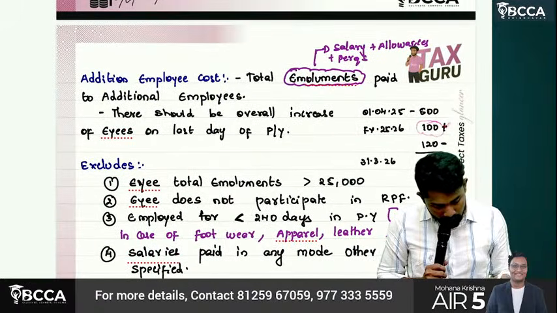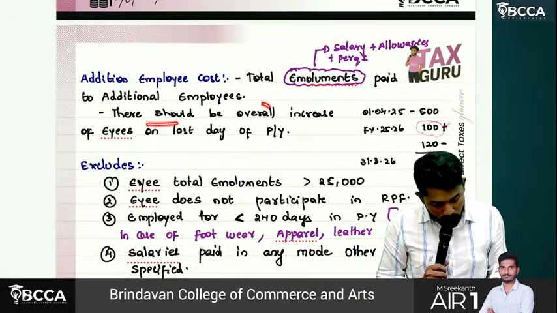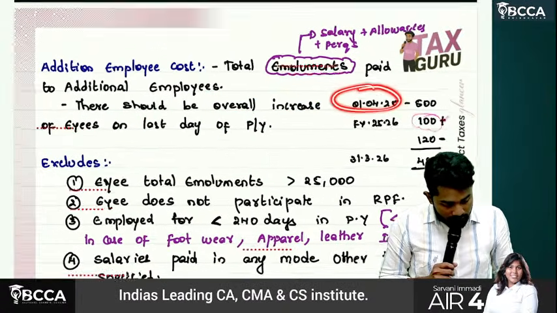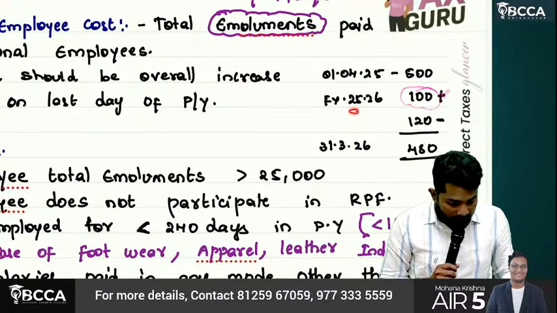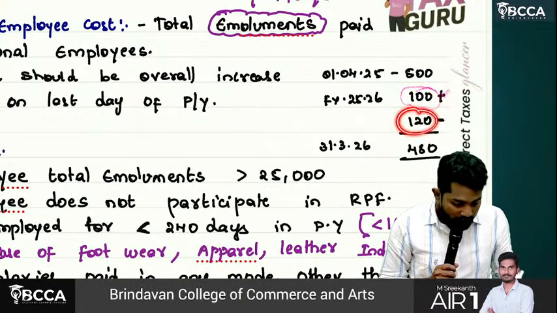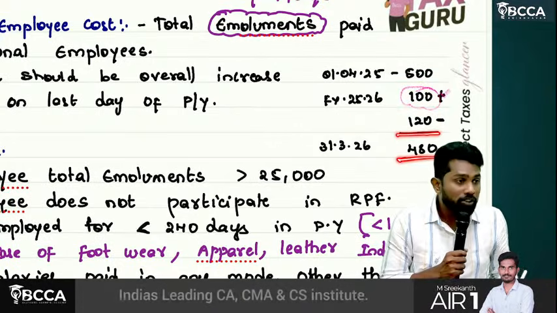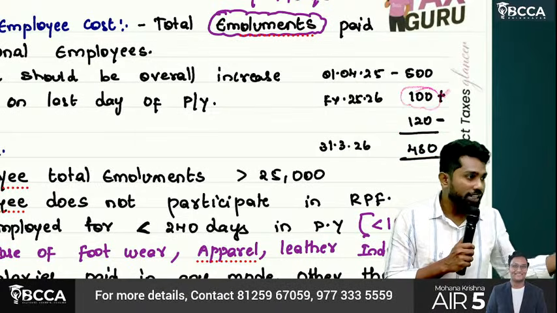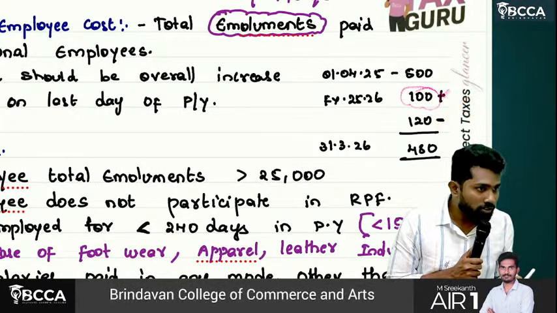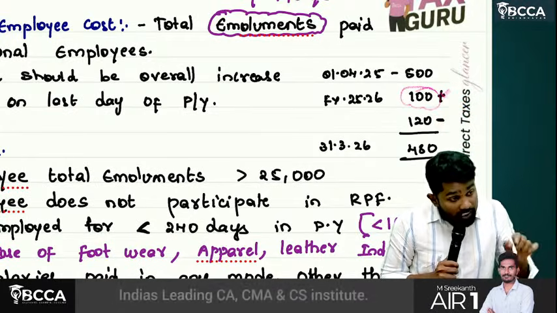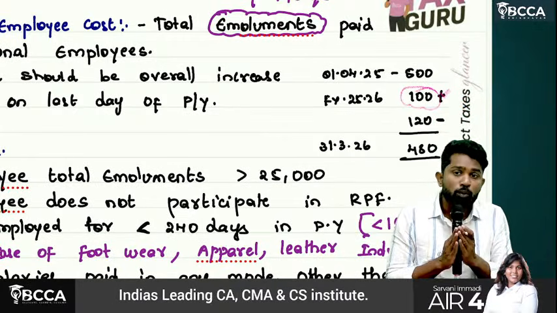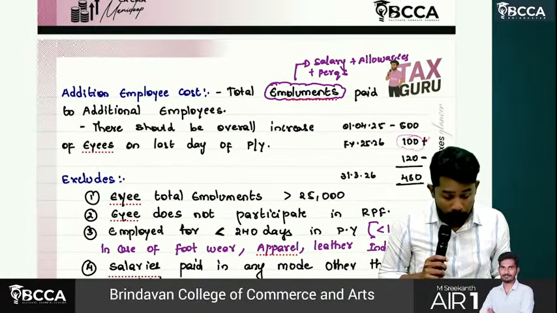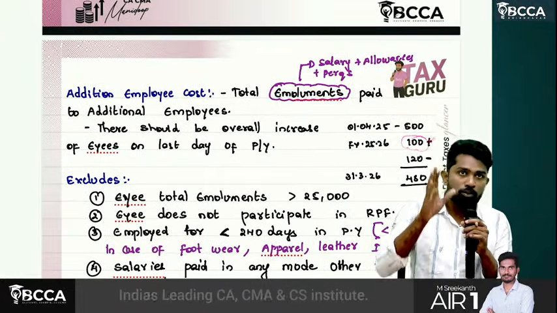Then total, see, there should be an overall increase of employees compared to the last day of the previous year. See, on 1st April 25, how many are there, sir? 500. In 25-26, 100 joined, but 120 left. So total closing is how much? 480. Is there any increase? From 500 to 480 it came down. So there is no additional employee cost deduction available here. But if there is an overall increase from opening to closing, then additional employee cost deduction will be eligible.